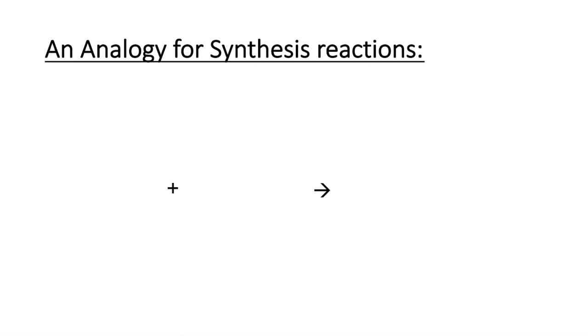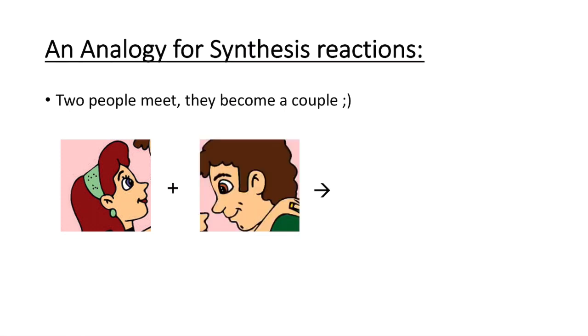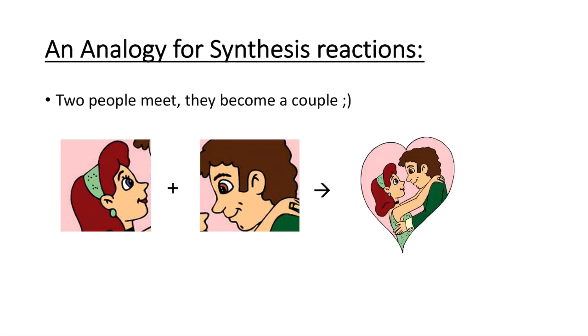So an analogy for synthesis reactions: two people meet, they become a couple. So you think of that one couple that when they start dating, they are absolutely inseparable. They're glued together, they do everything together. They are essentially one unit. So made up of two people. One individual plus another individual come together, they become a couple. And this could be ionic, which works well with the whole male-female imagery, or they could be covalently bonded, which would be, the parallel would be a male-male couple or a female plus female couple.